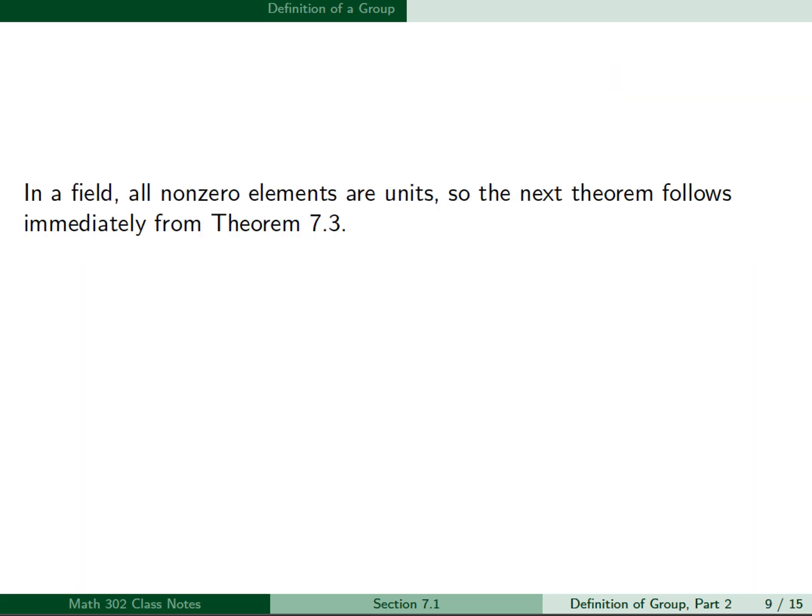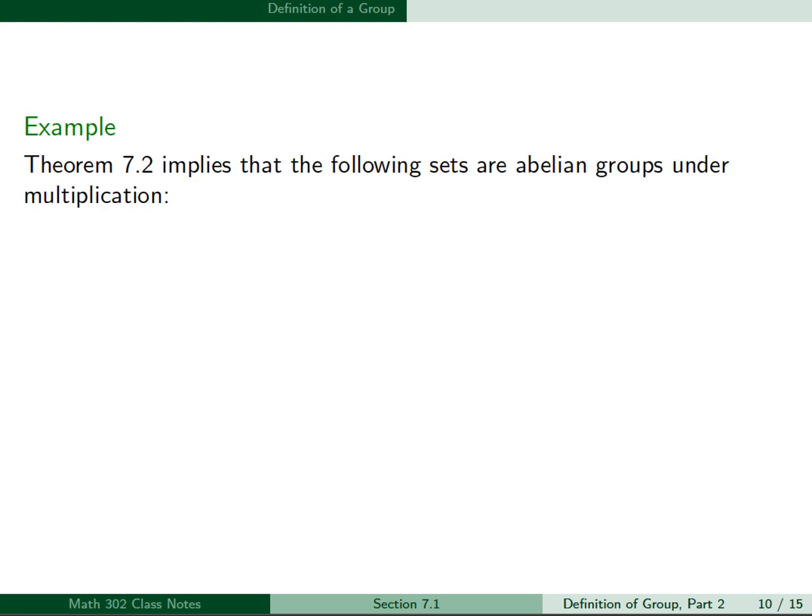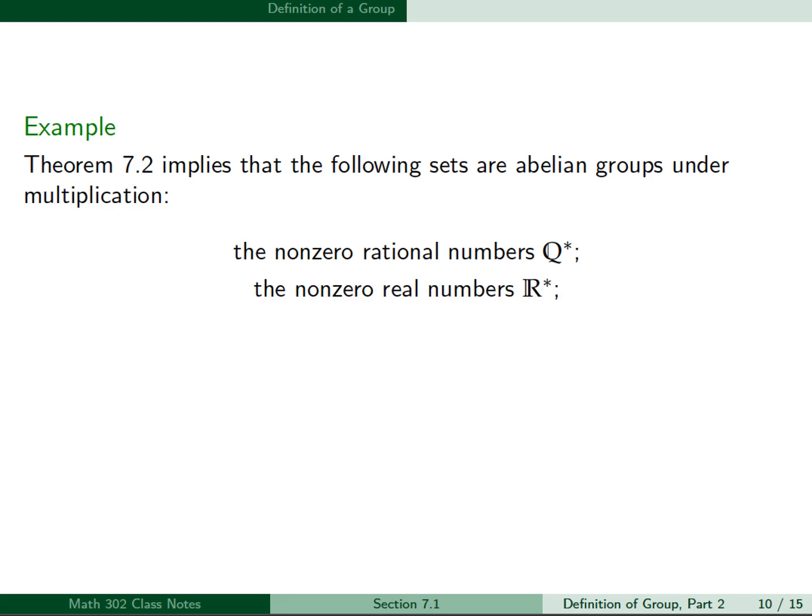Now, in a field, all non-zero elements are units. So the next theorem follows immediately from theorem 7.3. This is theorem 7.2. For all fields F, the non-zero elements of F, which we will denote F star, form an abelian group under the field multiplication. So theorem 7.2 implies that the following sets are abelian groups under multiplication: the non-zero rational numbers Q star, the non-zero real numbers R star, the non-zero complex numbers C star.